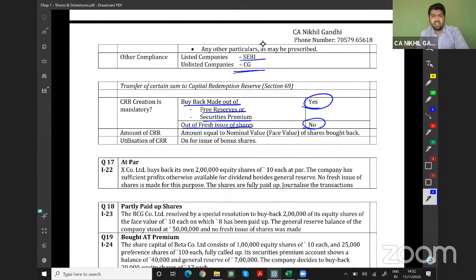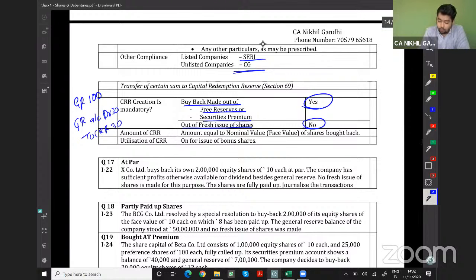Sir, how to create CRR? See, you should use free reserves to create CRR. Suppose I have a general reserve of 100 rupees and I want to create CRR of 30 rupees. The entry which I should pass is: general reserve account debit 30 to CRR 30. I am debiting general reserve by 30 and I am crediting capital redemption reserve by 30 rupees. This is the way you can create CRR.